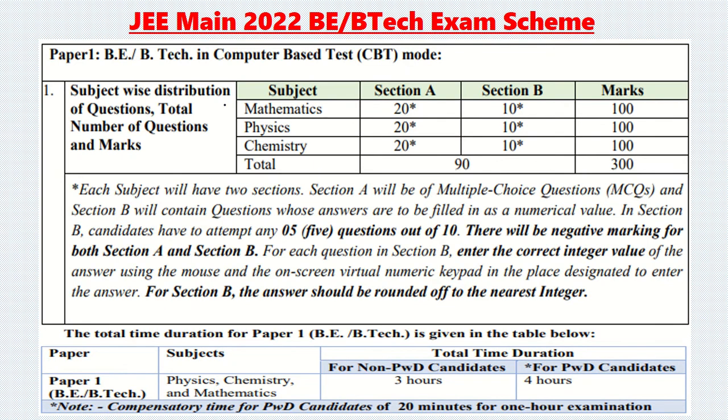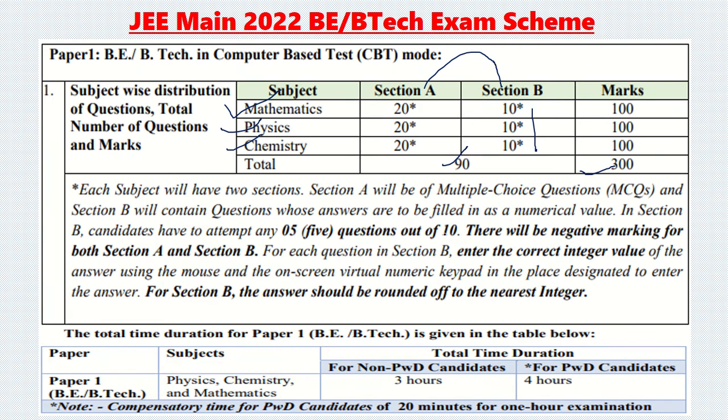Now let us look at the exam scheme of BTech. In the BTech question paper, there will be three sections: mathematics, physics and chemistry. There will be two sections, section A and section B. In section A, each section will contain 20 questions, and in section B, each section will contain 10 questions. So by combining this, there will be 90 questions, and the total marks of the question paper is 300.